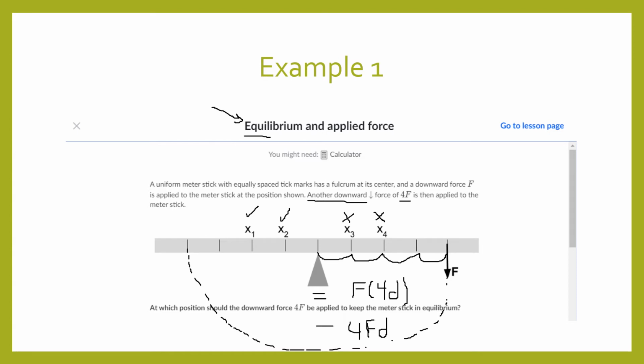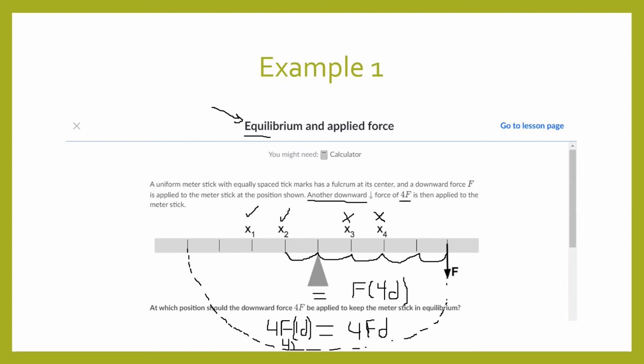So I need it to equal 4. So if I have a 4F already, because it says it's 4F, the only way it could be equal is if it's either 1D or 2D. Well, if it's 2D, this would become 8FD, and then it wouldn't be equal. It would have to be just one distance away. Think about FD equals FD. So it's got to be one distance away so that the whole system cancels out.